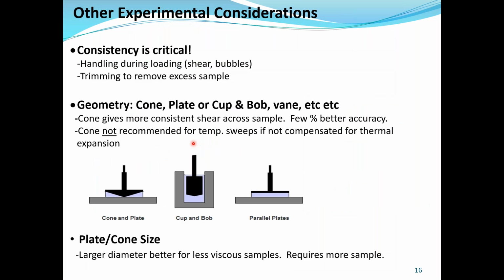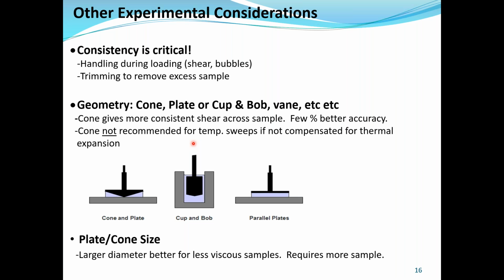Consistency is critical. How you load the sample onto the rheometer is critical. Even in the process of transferring sample to the rheometer plate, you are adding shear to that sample, and that sample may be sensitive to that. You could also be introducing some bubbles, which can also greatly affect your results. You need to be mindful about consistent trimming to remove the excess sample. Once you apply the sample, the top plate comes down, compresses the sample, and sends some sample out on the side, and you need to trim that, and it needs to be consistent and well done.